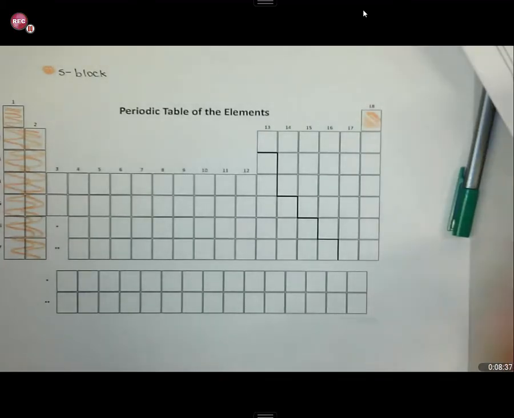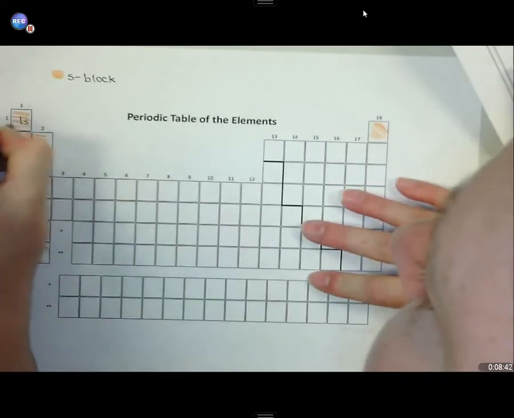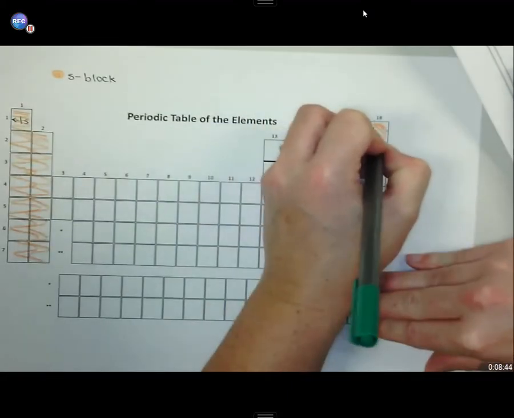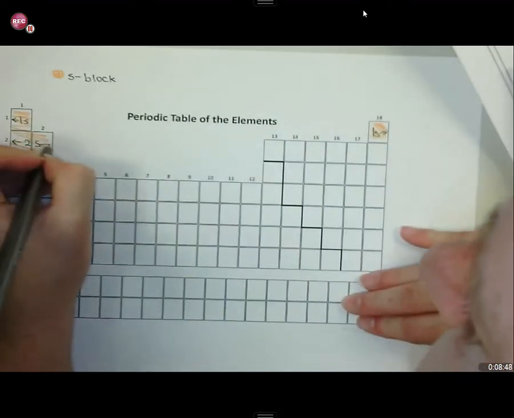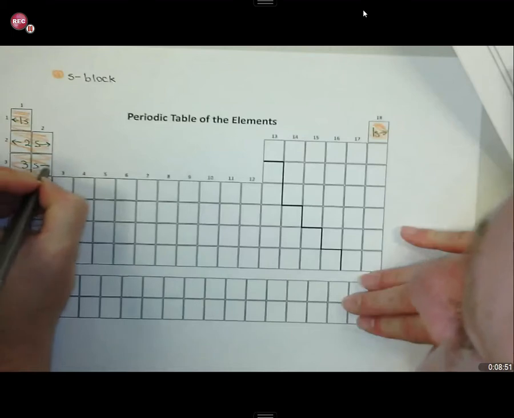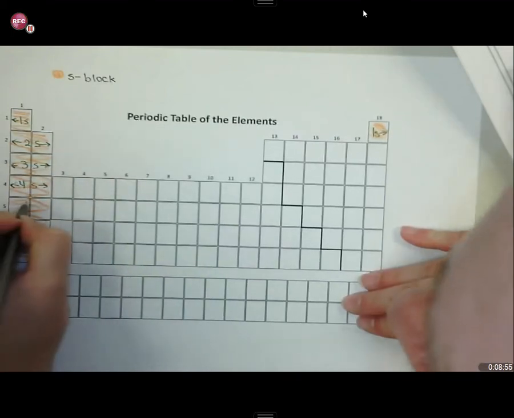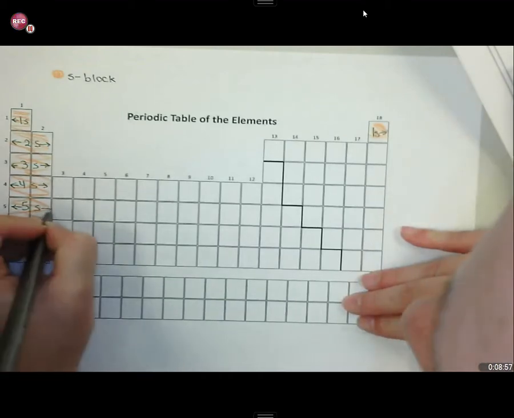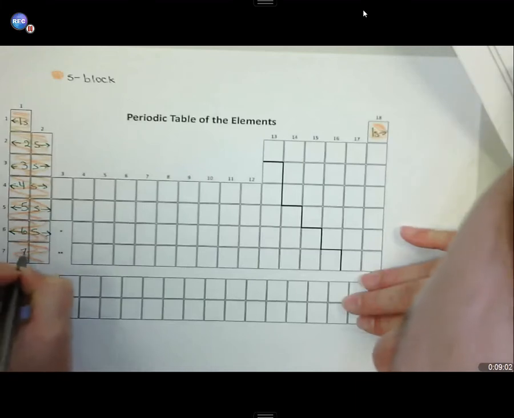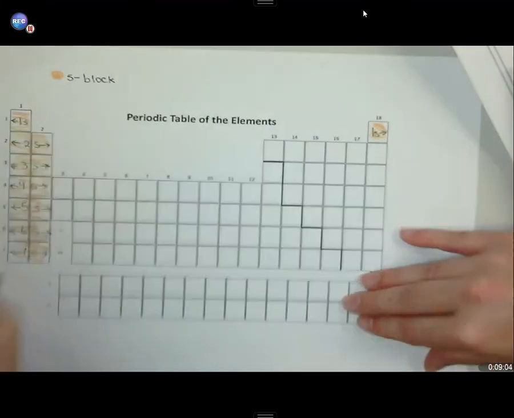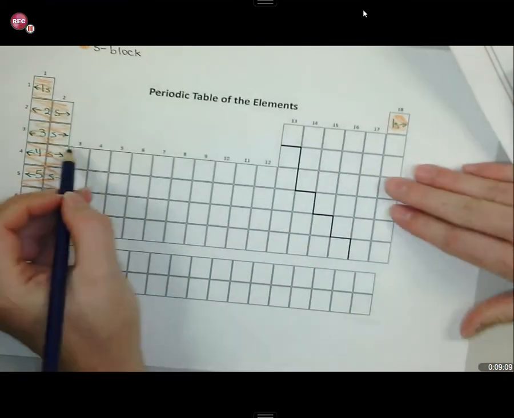Now when you're doing the S block, you're going to have 1S going this way, 1S going this way. You have 2S, 3S, 4S, 5S, 6S, 7S. Okay, then you're going to have the D block.